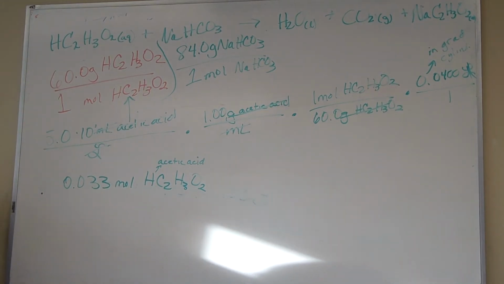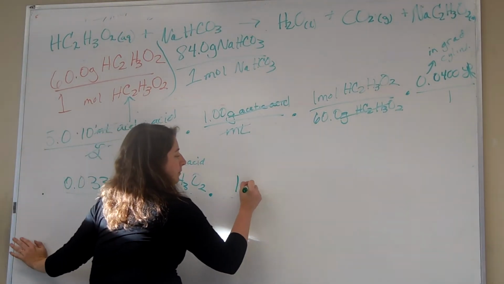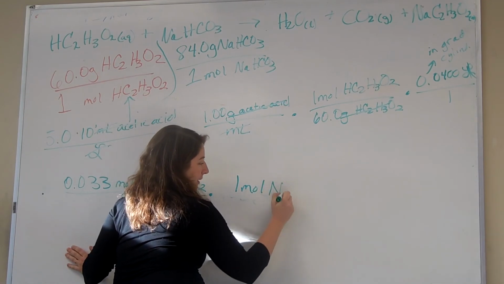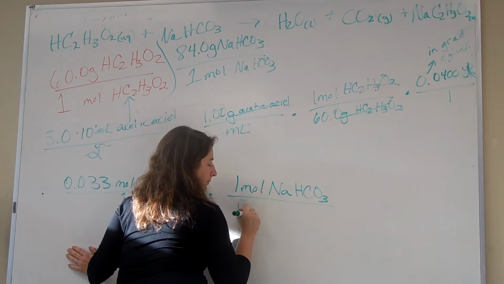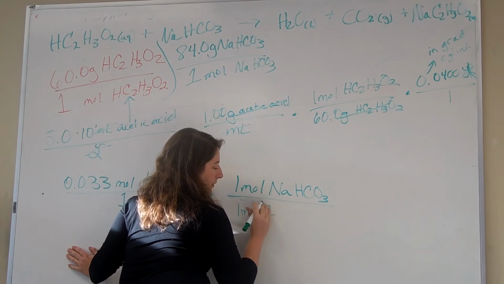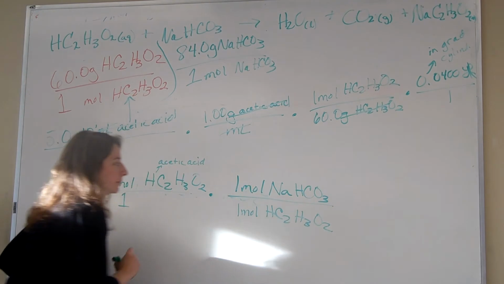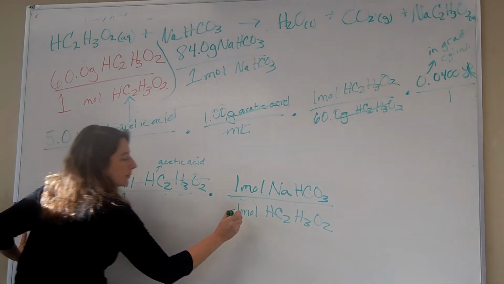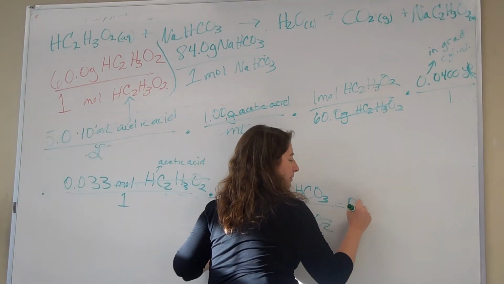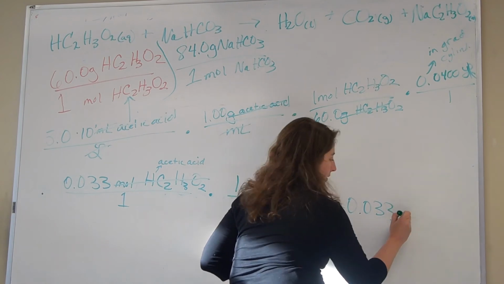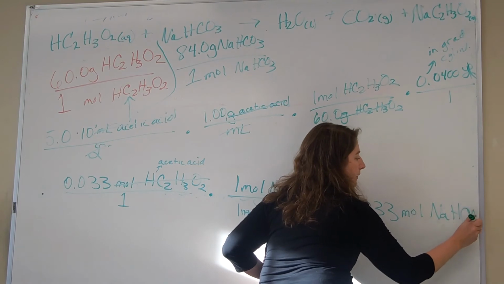That's over 1, multiplied by 1 mole of baking soda over 1 mole of acetic acid. 1 mole of acetic acid goes on the bottom. There we go. That's better. Then the moles of acetic acid cross out. And then the answer would be 0.033 moles of baking soda. So that's sodium hydrogen carbonate.